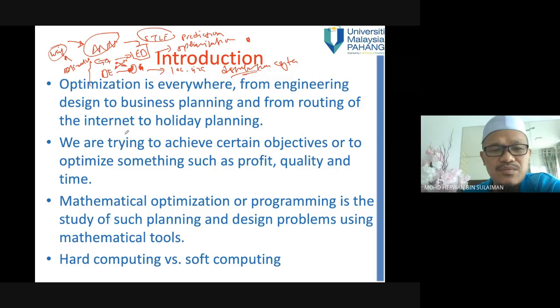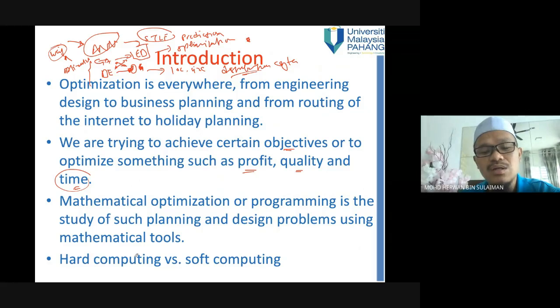That's why I said optimization is everywhere, from engineering design to business plans, or from writing on the internet to holiday planning. So it is optimization. What is optimization? Basically, you want to achieve a certain objective, whether single objective or multi-objective. Normally, we want to optimize something such as profit, quality, and time, depending on the problem you have in hand. So mathematical optimization or programming is the study of such planning and design problems using mathematical tools.